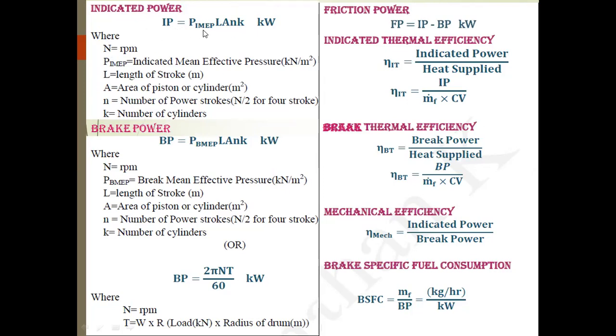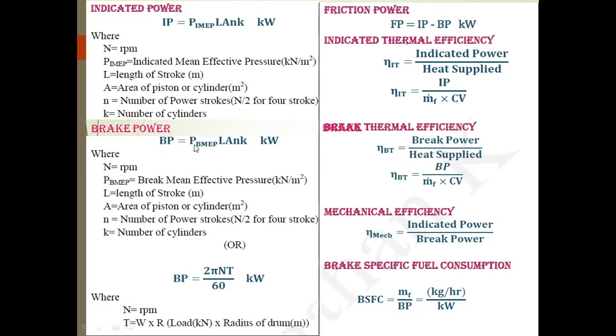So from the indicated power we go to the brake power. As I told earlier, the power developed by the engine at the output shaft is called brake power. Brake power is generally 2 pi N T divided by 60 into kilowatt, where 2 pi N is the speed of the engine, T is the torque, and 60.